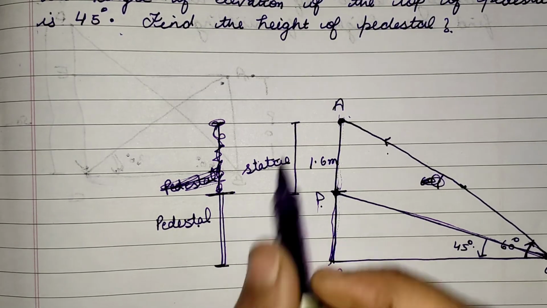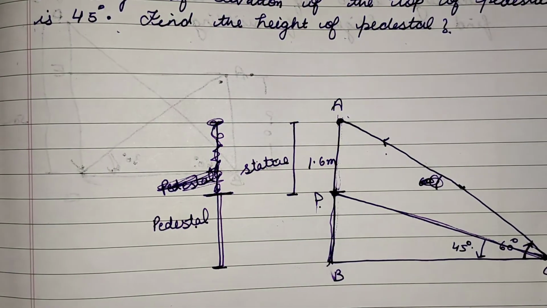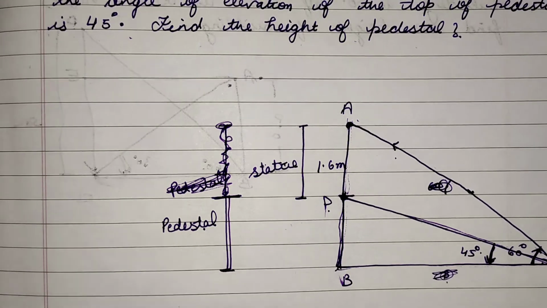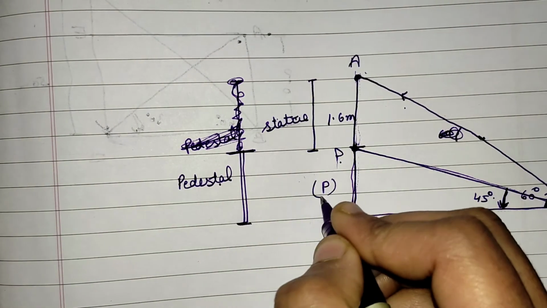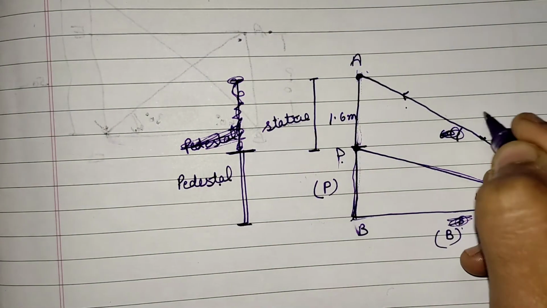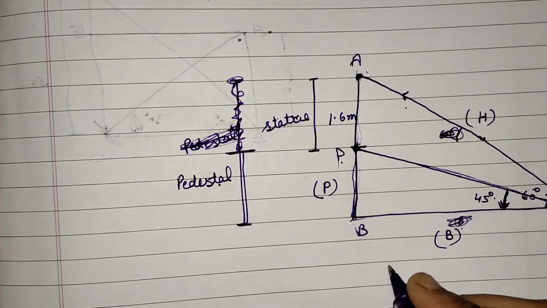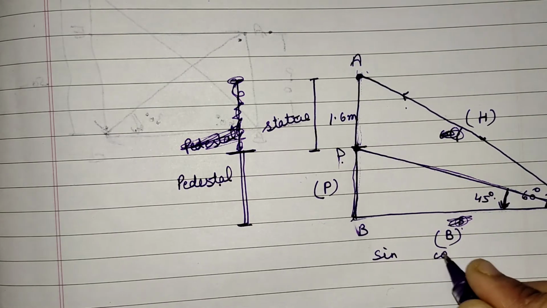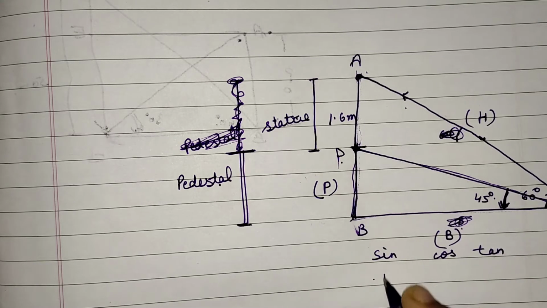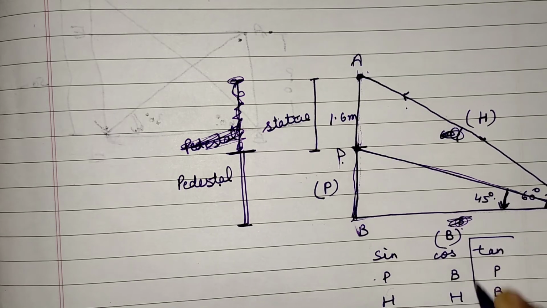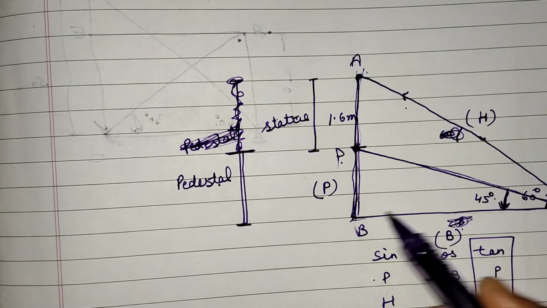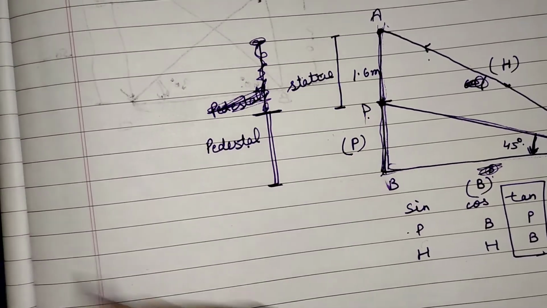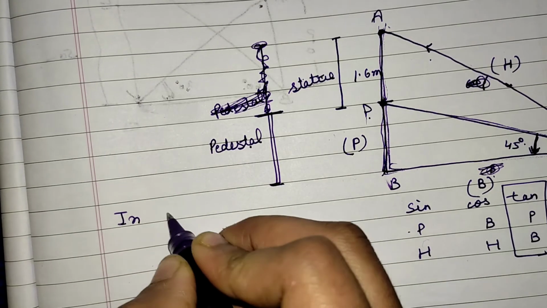So the question is asking you to find the height of the pedestal. Which trigonometric ratio can I use? You know very well that this is my perpendicular, this is my base, and this is my hypotenuse. So the ratio I will use for solving this question is tangent, because I want the relation between this perpendicular and the base. So use both the triangles one by one.